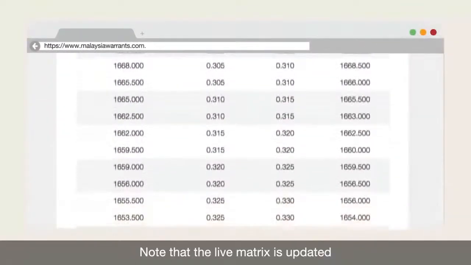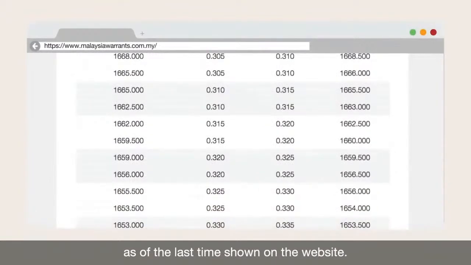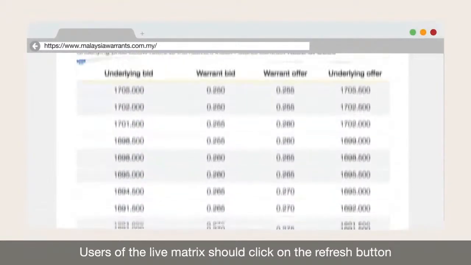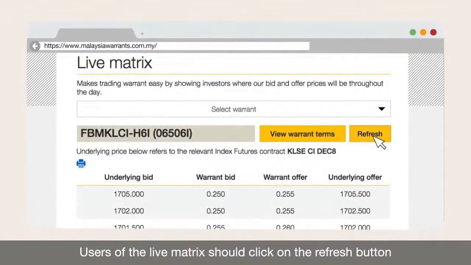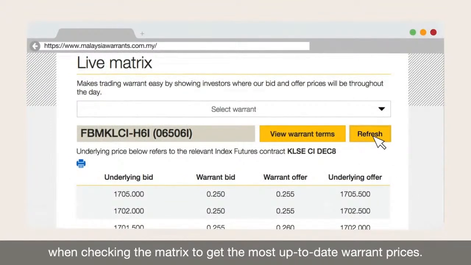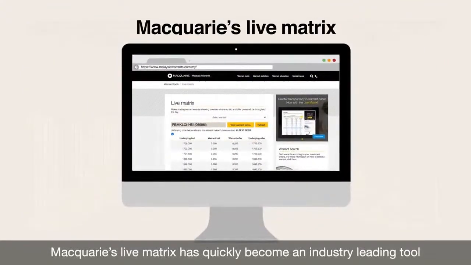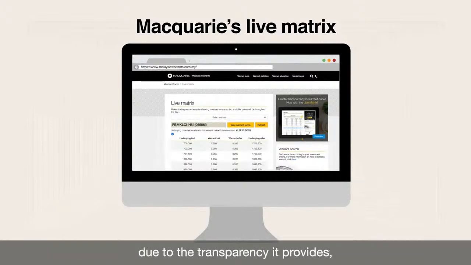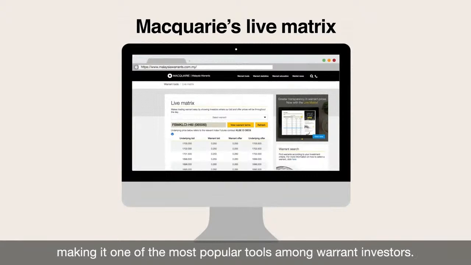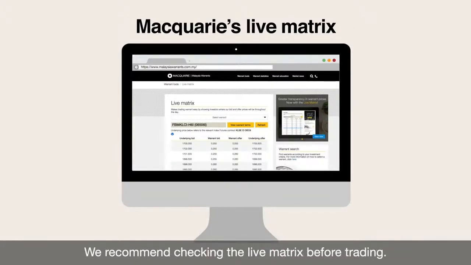Note that the live matrix is updated as of the last time shown on the website. Users of the live matrix should click on the refresh button when checking the matrix to get the most up-to-date warrant prices. Macquarie's live matrix has quickly become an industry-leading tool due to the transparency it provides, making it one of the most popular tools among warrant investors. We recommend checking the live matrix before trading.